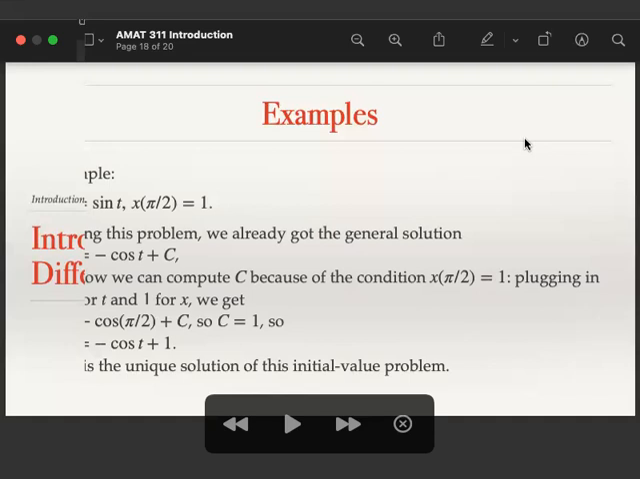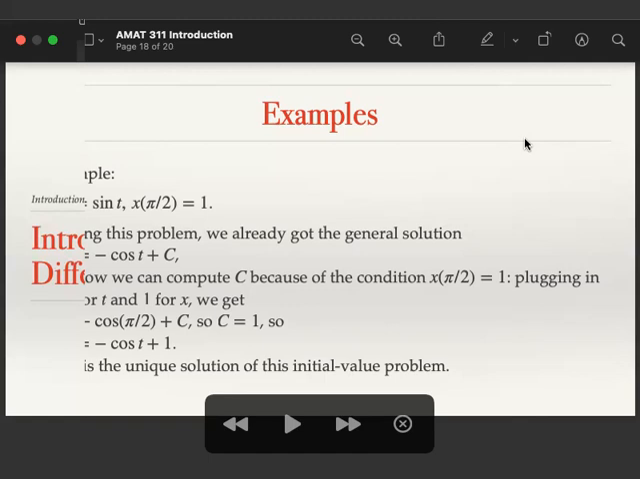So in general, initial value problems under the conditions that we'll see in the existence and uniqueness theorem have unique solutions. So the solution exists and is unique. And this is the case here, so we found a unique solution, minus cosine t plus 1. So on the previous page, c could be anything. Here, c has a specific value, namely 1.